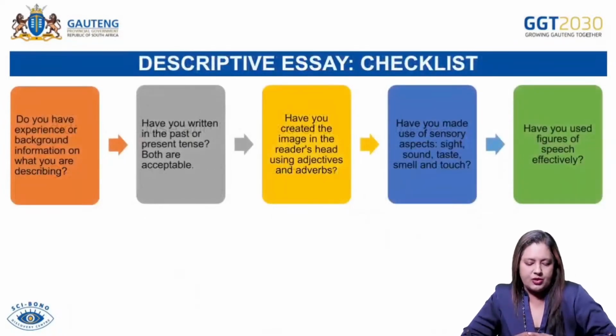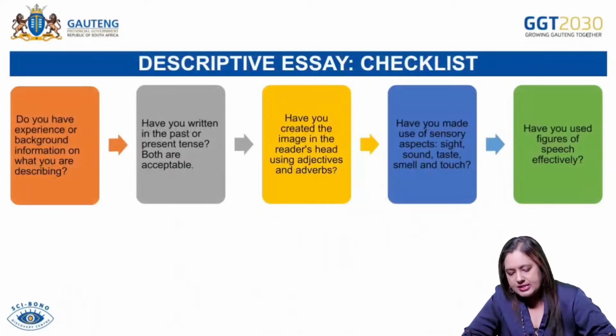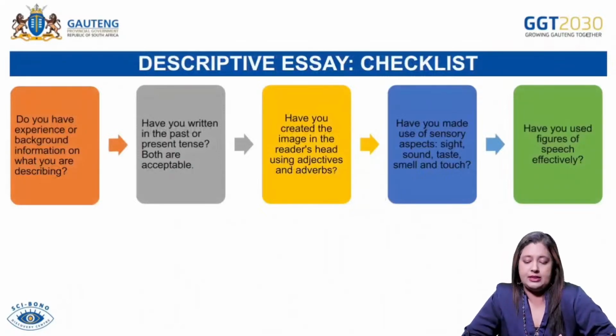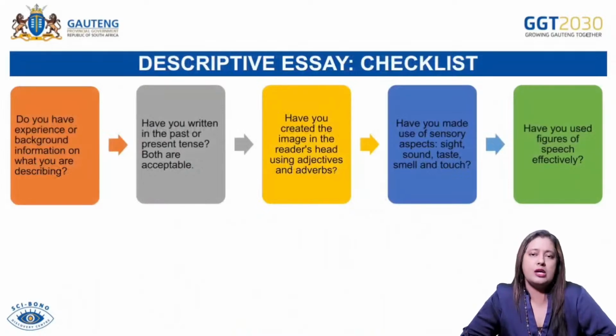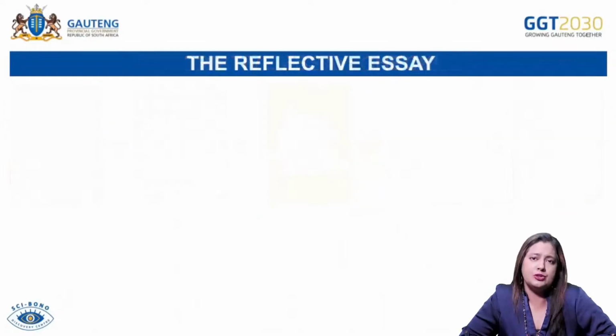Right, then ask yourself the question: do you have experience or background knowledge of what you're talking about when you're describing it? Did you make sure that you've used either the past or the present tense? Both are acceptable in this instance. Have you created a powerful image in the mind of the reader? Have you made use of words that attract their various senses into imagining certain things? And then did you use the figures of speech effectively?